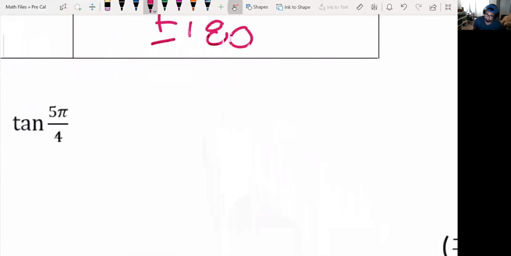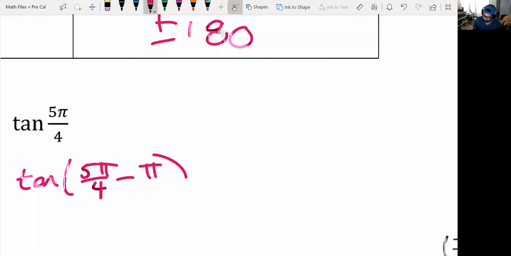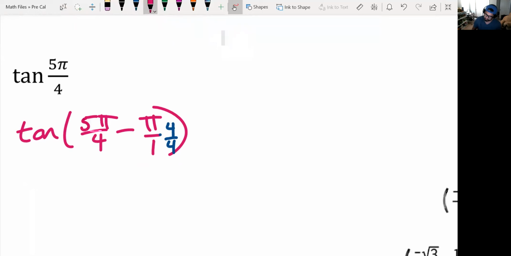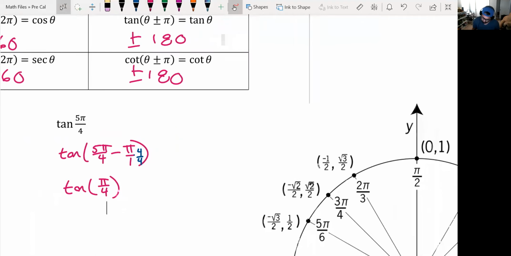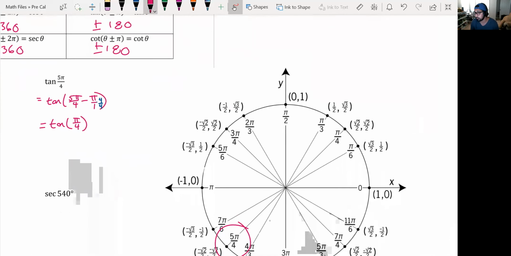We would say tangent of 5 pi over 4, subtract the pi, put it over 1, and get a common denominator of 4. This now becomes the tangent of 5 pi over 4 minus 4 pi over 4, which is going to give me the tangent of pi over 4. And is pi over 4 on the unit circle? And yes, there we are.